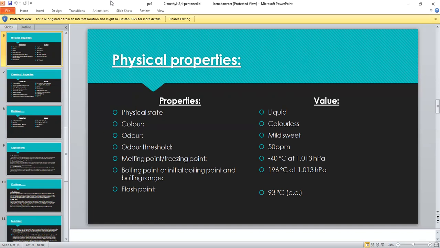The next property is odor threshold. We do not have any idea what odor threshold is. Let's seek. The lowest concentration at which all panel members can recognize the odor is the odor threshold. Its odor threshold is 50 ppm. Its melting and freezing point is -40 degrees Celsius. Its boiling point is 96 degrees Celsius. What is flash point? Flash point is the lowest temperature at which a risk of fire exists within a given liquid. Its flash point is 93 degrees Celsius.